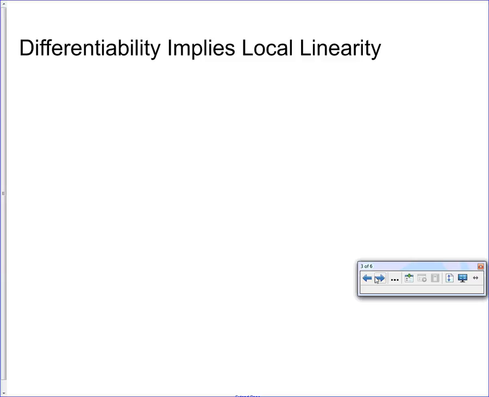So the next idea is that differentiability implies local linearity. If you think back to your essential question, what are the implications? One of the implications of a derivative is that the graph is locally linear there. What do I mean? Local means close by. Linearity means that it's a straight line.